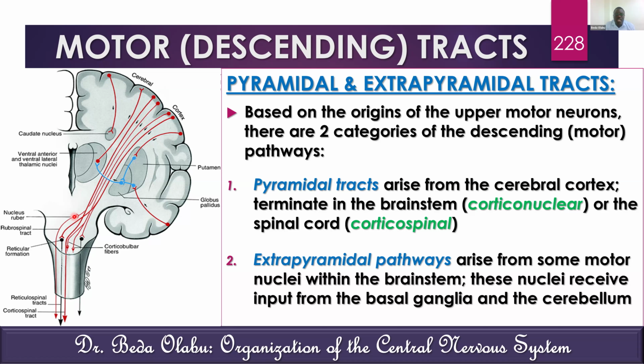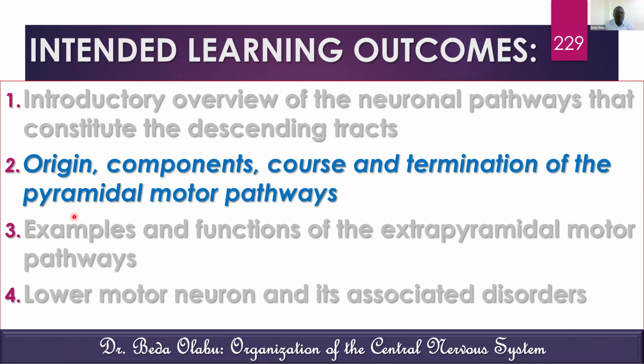So I hope you've gotten the distinction between the upper motor neurons that constitute the pyramidal system arising from the cerebral cortex and the upper motor neurons that constitute the extrapyramidal system arising from the brainstem. Also, you've gotten the distinction between corticonuclear and corticospinal pathways, which are part of the pyramidal system. Therefore, we can go to our second agenda and look at the origin, course, and termination of the pyramidal motor pathways.